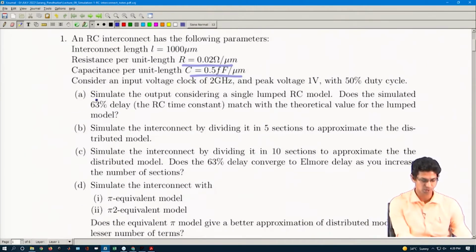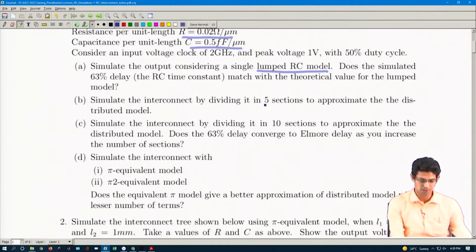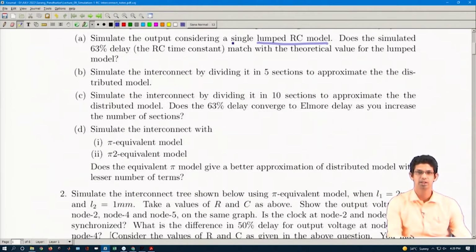So for a single interconnect, there are multiple sub parts here. In the first part we will be simulating this interconnect using a lumped RC model, and we will see whether this simulated RC model gives you the 63% delay, and whether it matches the theoretically calculated value for the lumped model. Then we will simulate the interconnect by dividing it in 5 segments and then in 10 sections, and then in part D we will be simulating the same interconnect with pi equivalent model and pi 2 equivalent model and compare the performance with a distributed model.